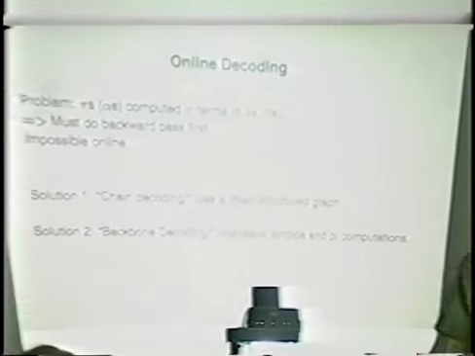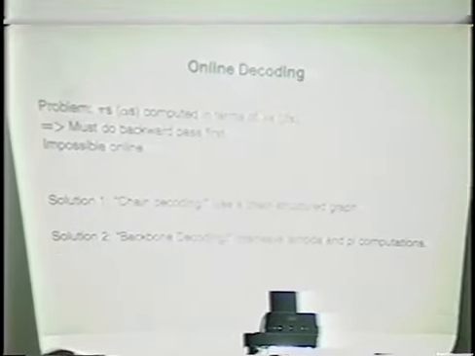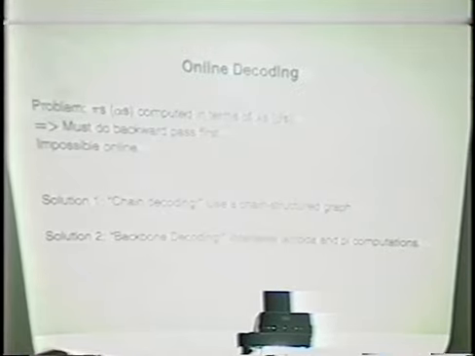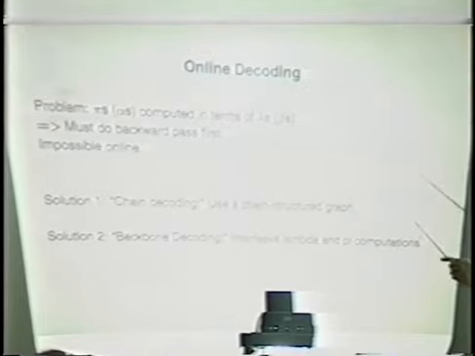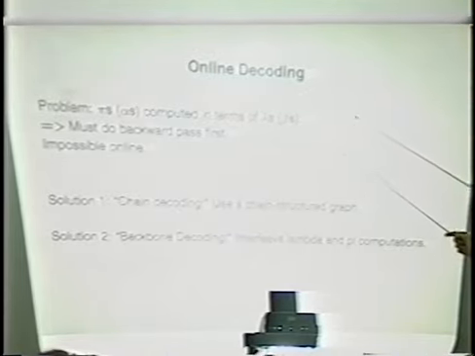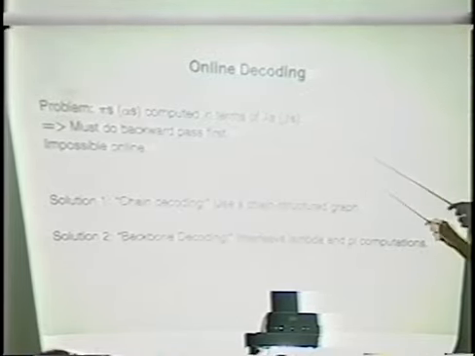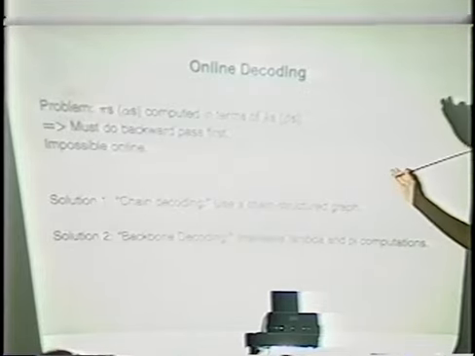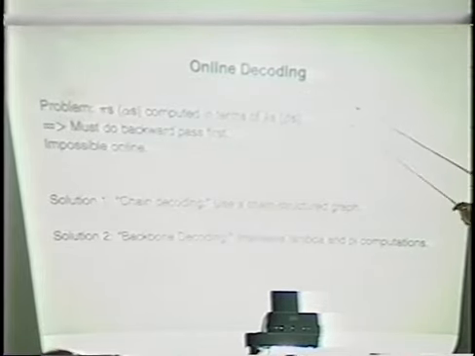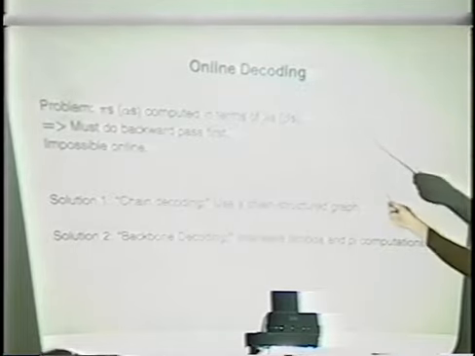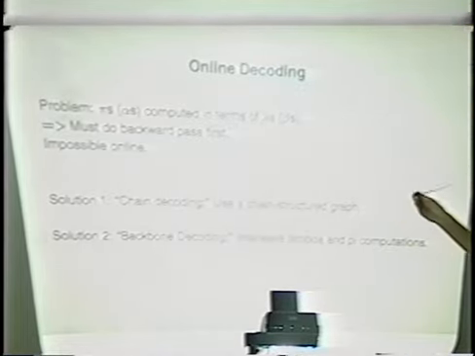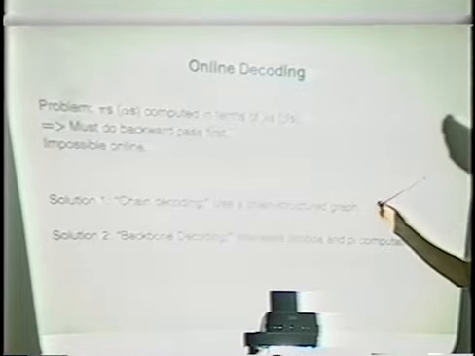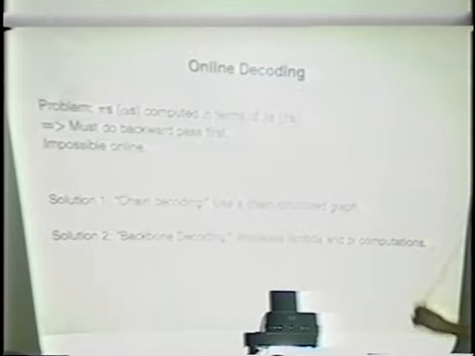There's one fine point that I want to just mention, which has to do with doing online decoding. And the problem there is that in those recursions, the pi's, the things that you compute top-down, were actually computed in terms of lambdas. There were lambda quantities in there. And what that means is you've got to do the backwards pass before you can do the forwards pass, which is fatal for doing online decoding.